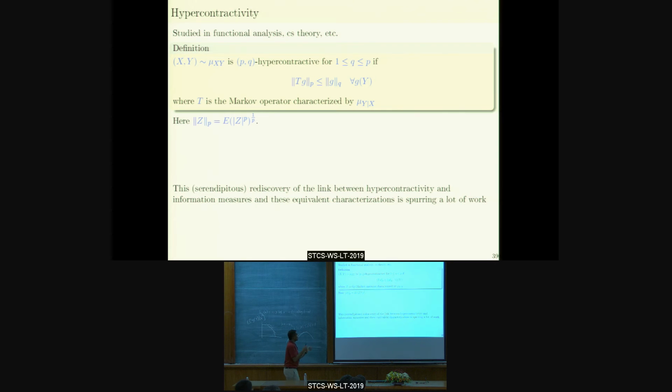So I claim that this is also Carl and Cordero. I claim it is kind of serendipitous because we were not looking for it. And it's a rediscovery. I call it rediscovery because the first link between hypercontractivity and information measures was by Ahlswede and Gács in '76. It was completely forgotten in the information theory community and the probability community because Kerner Martin did it a different way, and that is what the information theory community followed. And then we kind of rediscovered this, and that's spurring a lot of work.